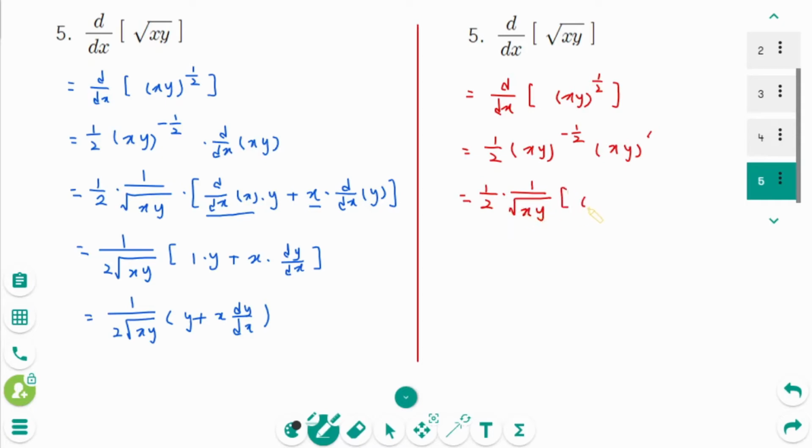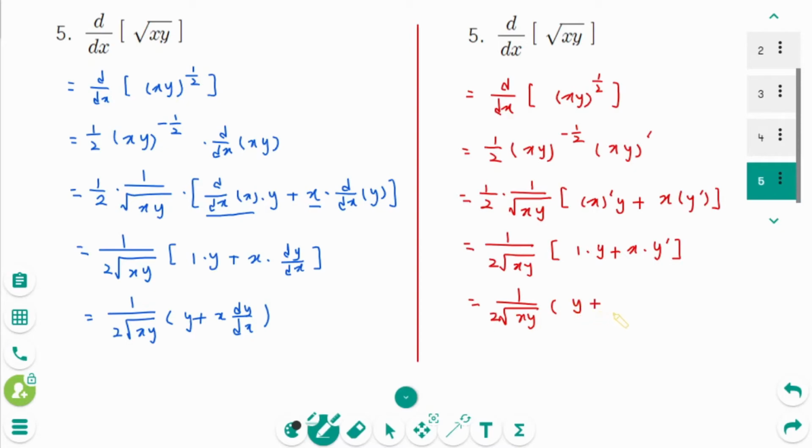Then use the product rule. x prime y plus x times y prime equals 1 over 2 square root of xy times, x prime is 1, times y plus x times y prime, which is just y prime. The final answer is 1 over 2 square root of xy times (y plus x times y prime).